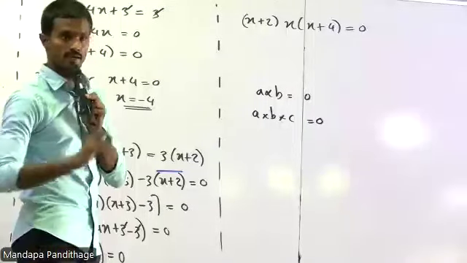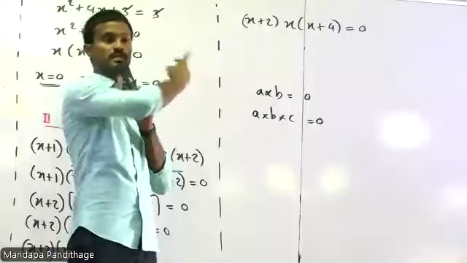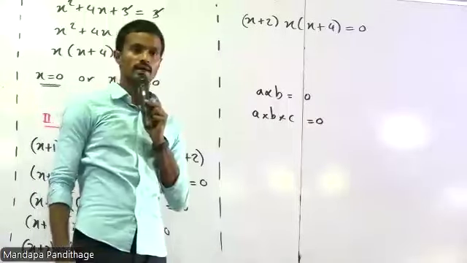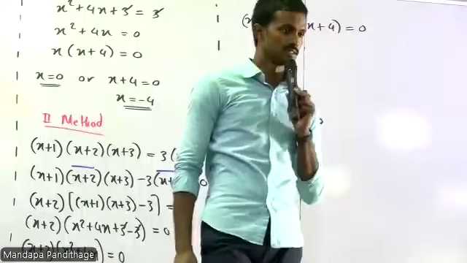Clear? So there's no rule that there must be only two. Say you put the whole alphabet, A B C D E F G H I J K L M N O P Q. So then you can write 26 equations. A is equal to 0, B is equal to 0, C is equal to 0.